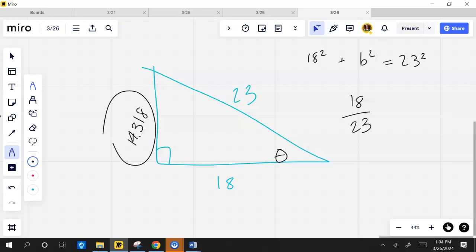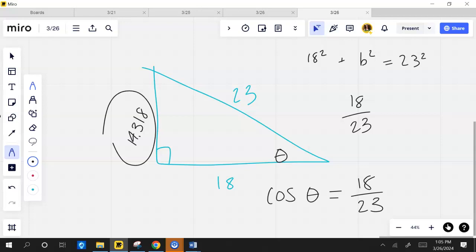Okay, so you're saying we're doing cosine. So you're telling me that the cosine of theta equals 18 over 23. Agreed or disagreed? Everybody see what's going on?